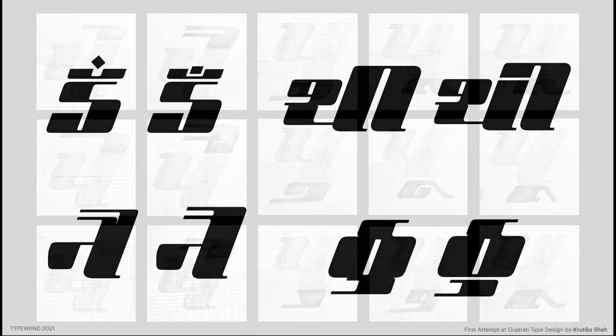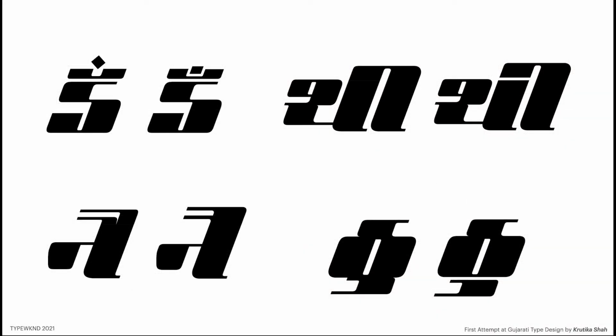I then moved on to drawing them digitally and testing variations of each matra on different sets of letters. Here, apart from deciding on the form of the matra, I had to make a decision of whether the matras would connect to the letter form or not, because both ways are acceptable in Gujarati. Both have been explored in the past.